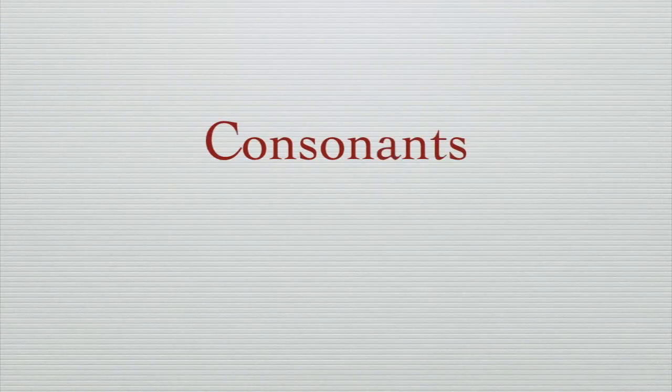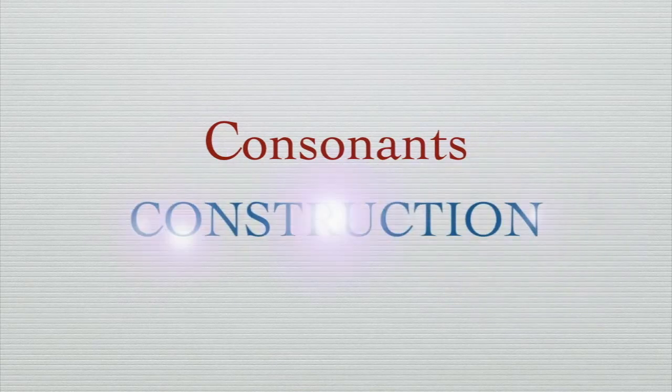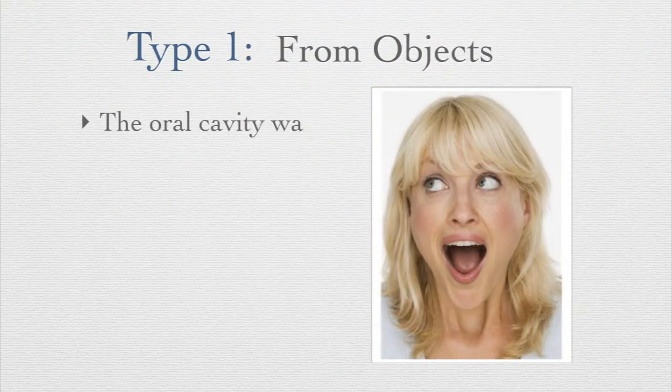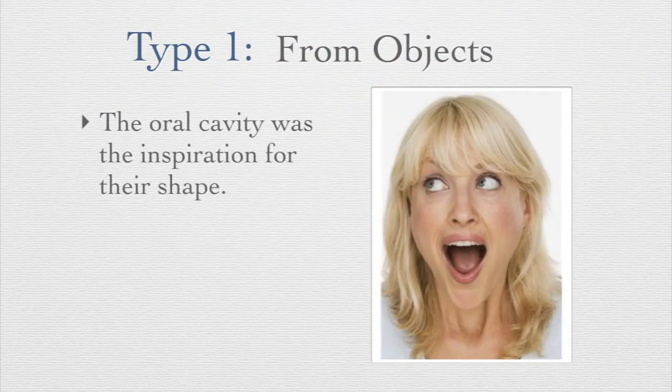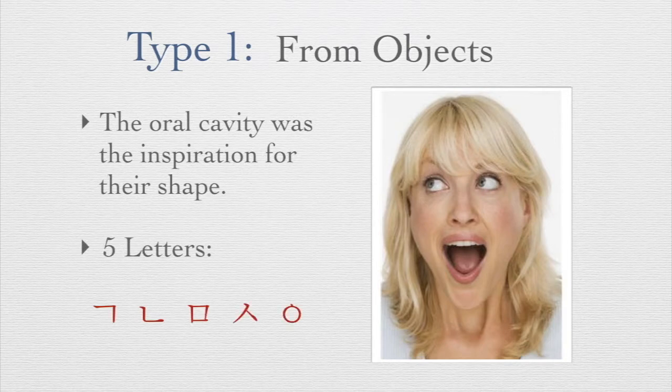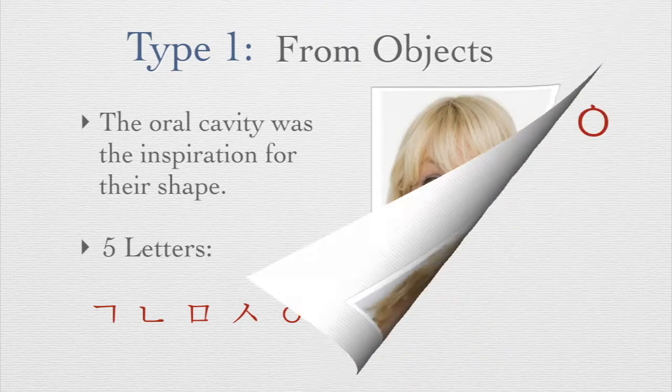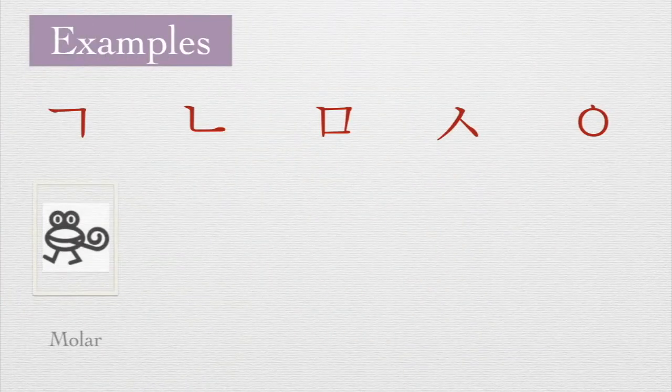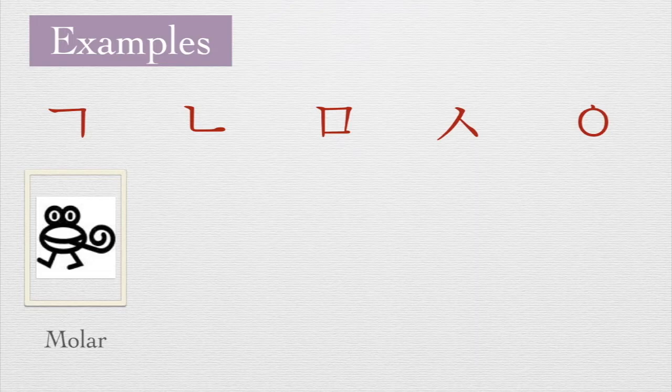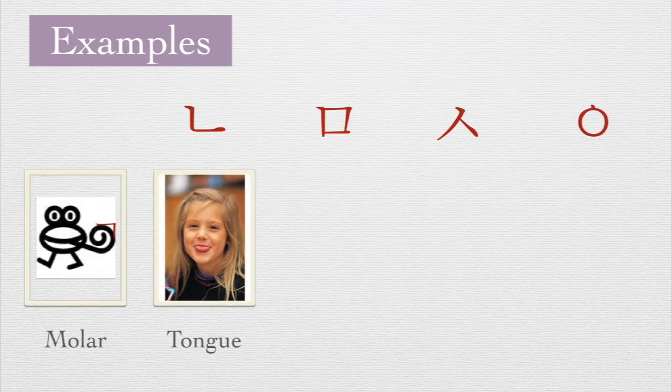Let's see how Korean consonants are made next. 5 basic consonants were created by inspiration from the shape of the oral cavity. 기역, 니은, 미음, 시옷, 이응 are the 5 letters. In more detail, 기역 is the shape of the tongue blocking the back of the throat. 니은 is the tongue touching the roof of the mouth.